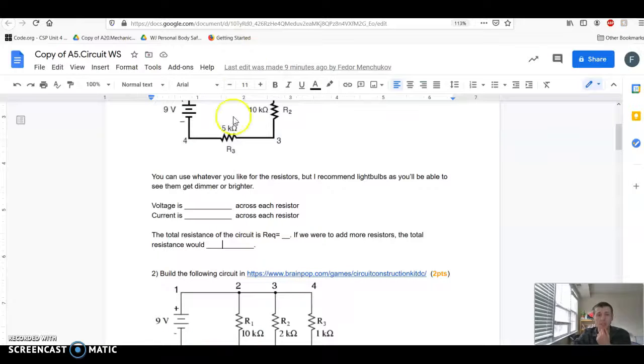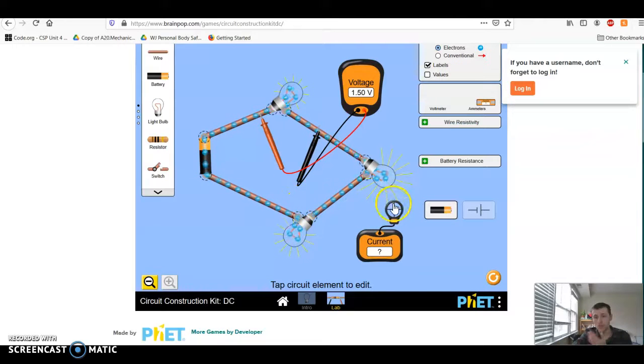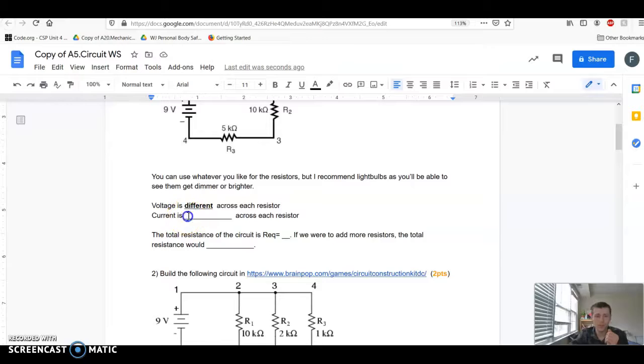The voltage drop is not the same. The voltage drop is different across each resistor. And it depends on the resistance itself. What about current? Is the current the same? Well, let's measure. First of all, you can see these electrons flowing at a steady rate. So therefore, the current should be the same everywhere. And if we measure it, it is indeed the case. Think of this as a closed pipe system. No matter where you measure in the pipe, the water is moving at the same exact rate. I hope that makes sense. So the current is going to be the same across each component.